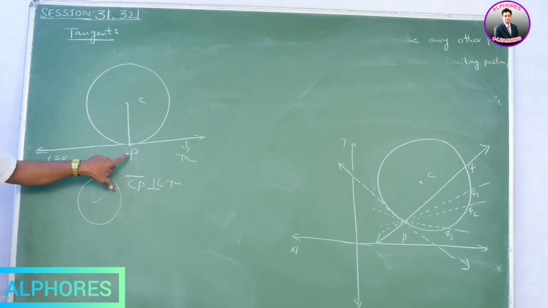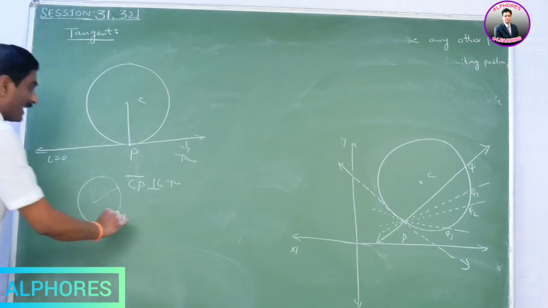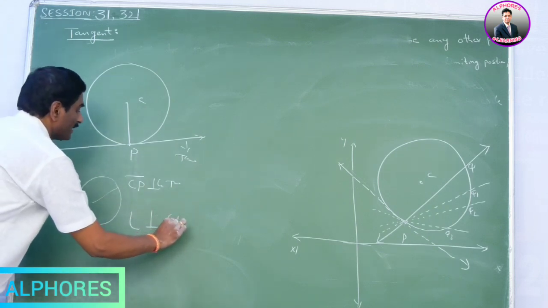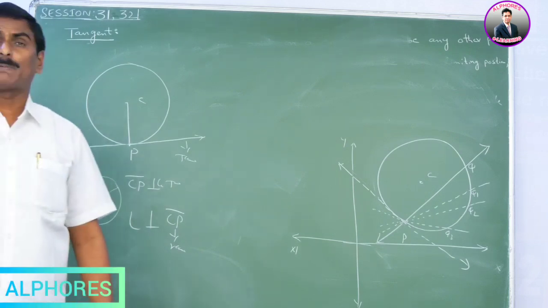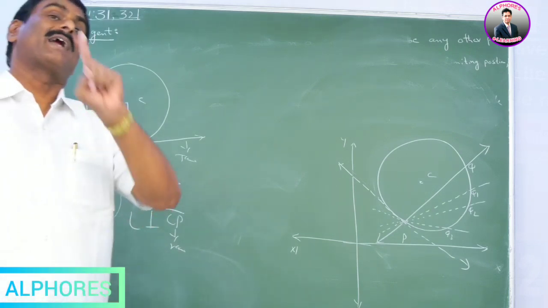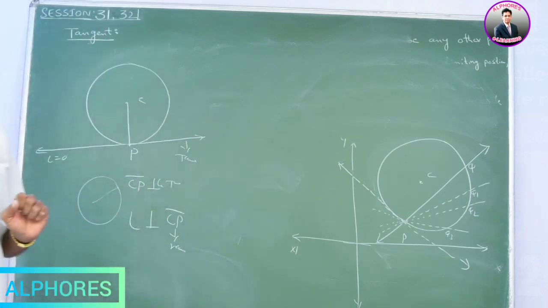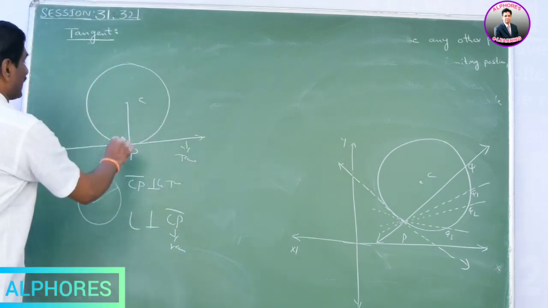The radius by joining P and C. That means L is perpendicular to the line CP. CP is nothing but radius. Tangent is always perpendicular to the radius at the point of contact. At the point of contact, it is very, very important. This angle is 90 degrees.